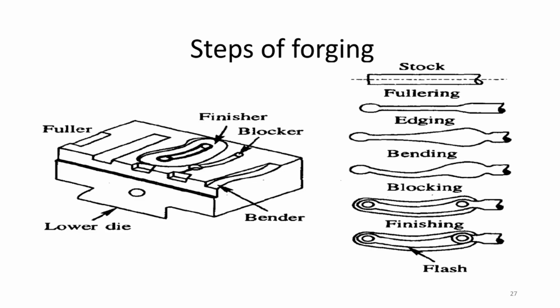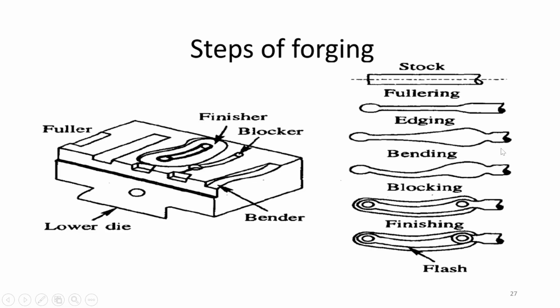So for edging and fullering, both will be reducing the cross section. For blocking, it will be refining to the final product before finishing. After this, you will be removing the flash and providing some finishing.